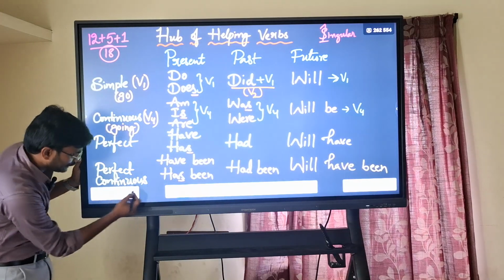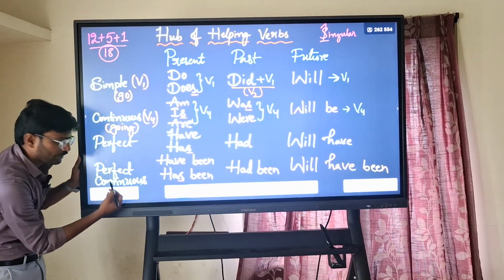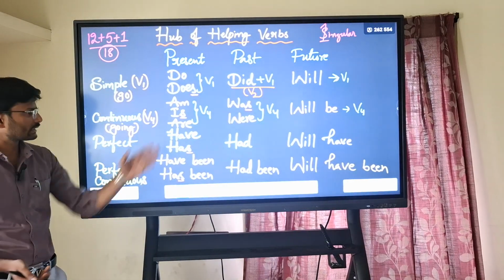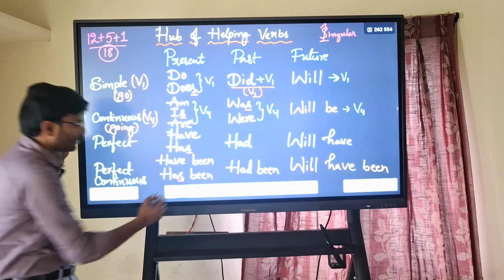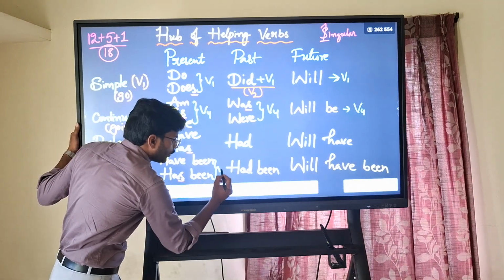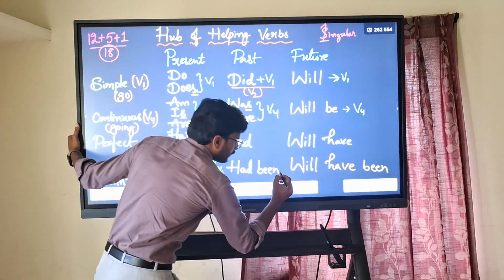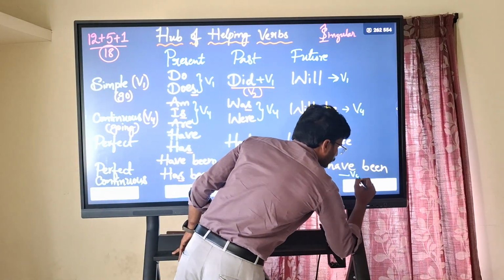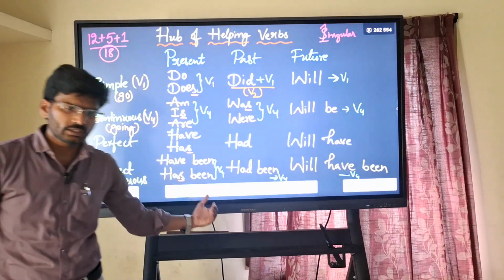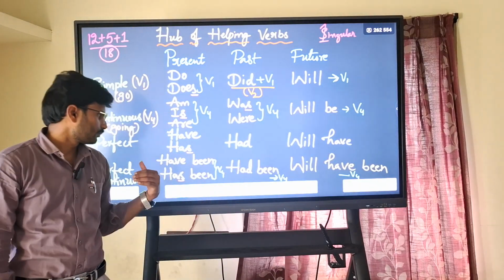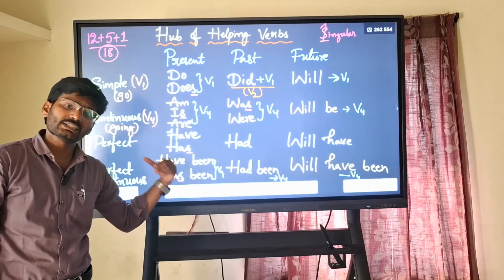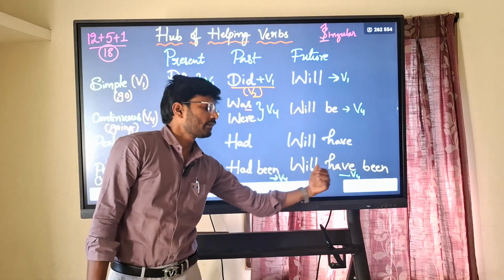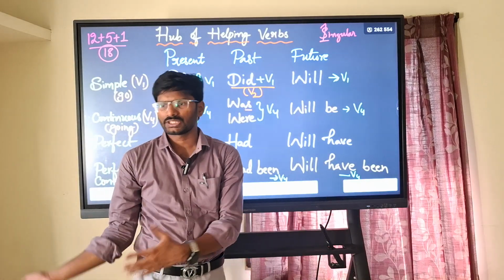Here also see, continuous is there. Perfect continuous tense. Continuity means V4. That's it. So in all the continuous tenses, here and here also, we use only V4. Have been going. Had been going. Will have been going. For example, I have been working. I have been searching. I have been waiting. She has been waiting. He had been waiting. He had been working hard. I will have been working. You will have been working. She will have been working.